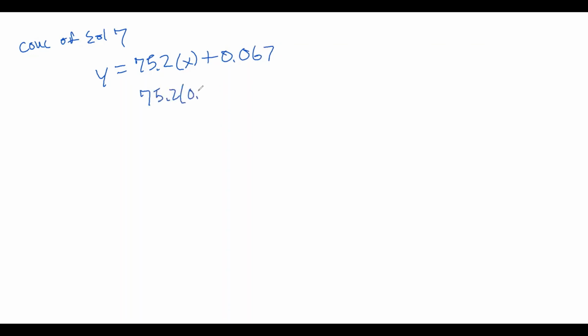So let's say that we need to figure out the concentration of solution 7. And I'm just going to give you an equation. Let's say that this is y is 75.2 times x, which is our concentration, plus 0.067. So our absorbance was 0.096, so that's my x. I'm going to use that to find my y value.